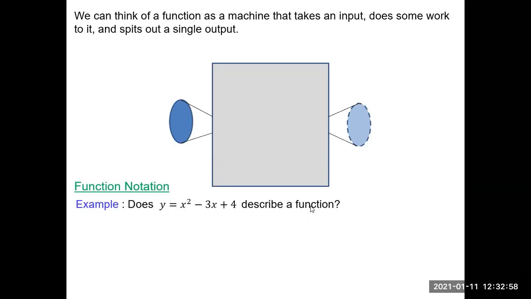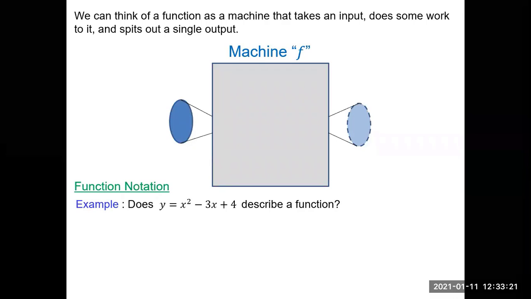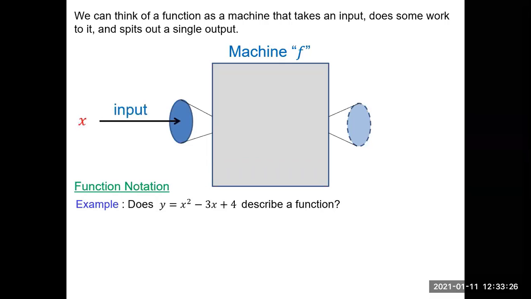So notice that if we think about a machine, the machine will basically just take some input, which in a situation like this, let's just say that we have this equation, y equals x squared minus 3x plus 4, and we want to determine whether or not that describes a function. So what we're doing here is that we're taking an x value. Let's first of all call this machine by a certain name. We'll just call it machine F so we know what we're referring to. I'm now going to take an input, which is called x. Well, x is always the input.